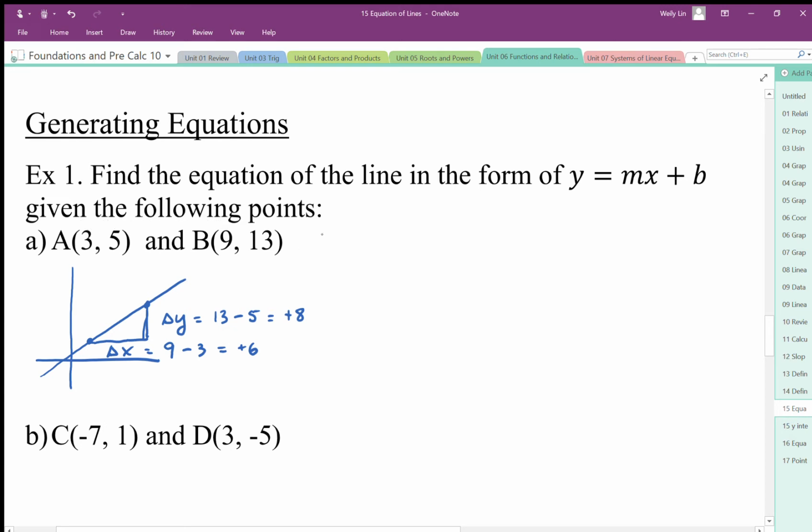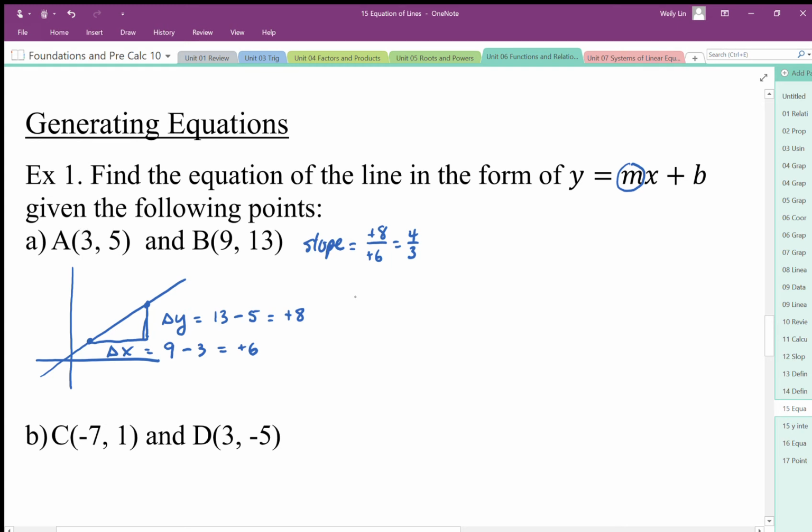So once I have my change in y and change in x, I know that my slope is going to be y on top, x on bottom. I'll simplify that ratio to 4 over 3. So I've got one part of my equation already, and I just have to figure out where it crosses the y-axis. There's a few ways I can do this. I can kind of count backwards. If I go backwards 3, I go down 4. So I can go backwards 3 to 0 and down 4.